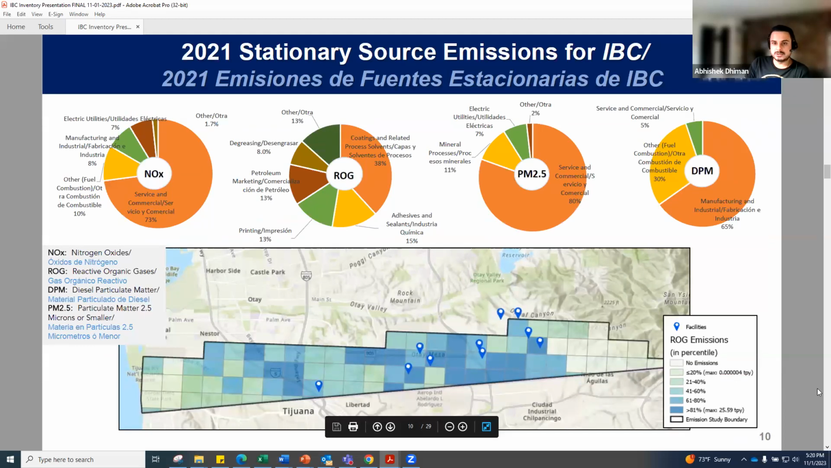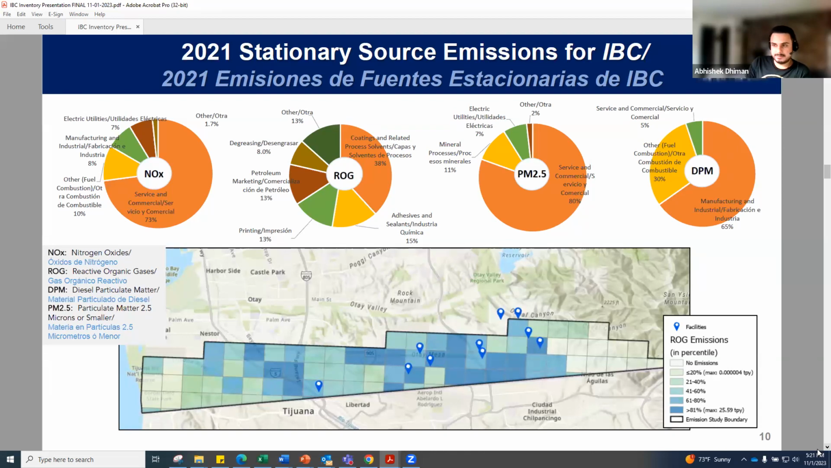This slide shows the stationary source emissions in the community. As you can see, fuel combustion related sources contribute largely to the NOx, PM 2.5, which is particulate matter that is either 2.5 microns or smaller, and diesel particulate matter emissions. Coating and related process solvents that are used in auto body shops or for auto refinishing account for 38% of the ROG emissions within the community, followed by adhesives and sealants and petroleum marketing, which can also be called gas stations.